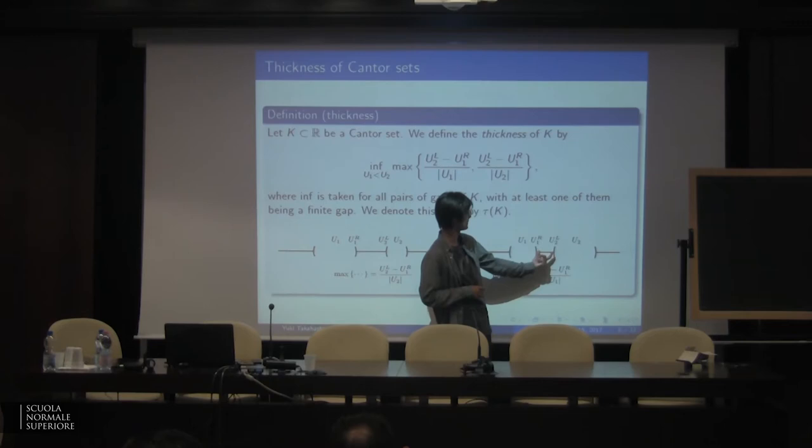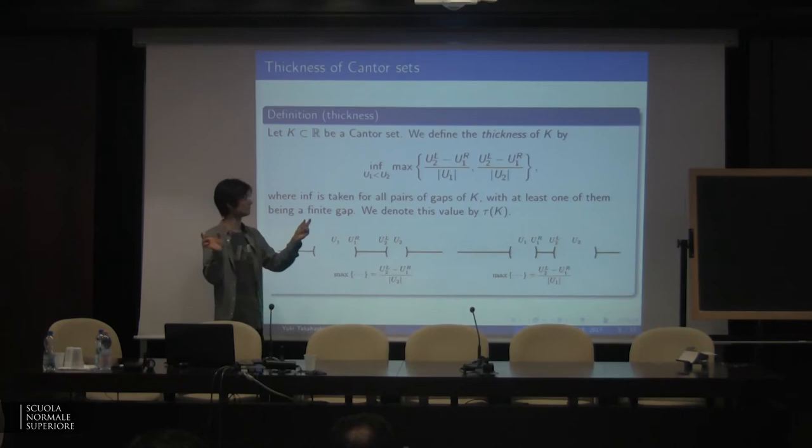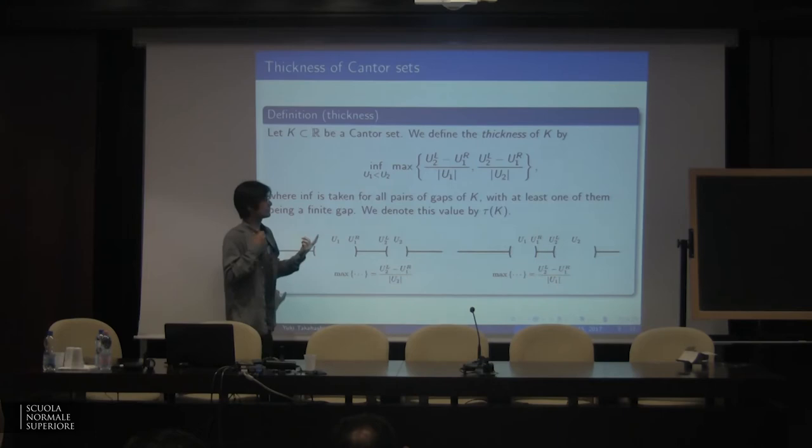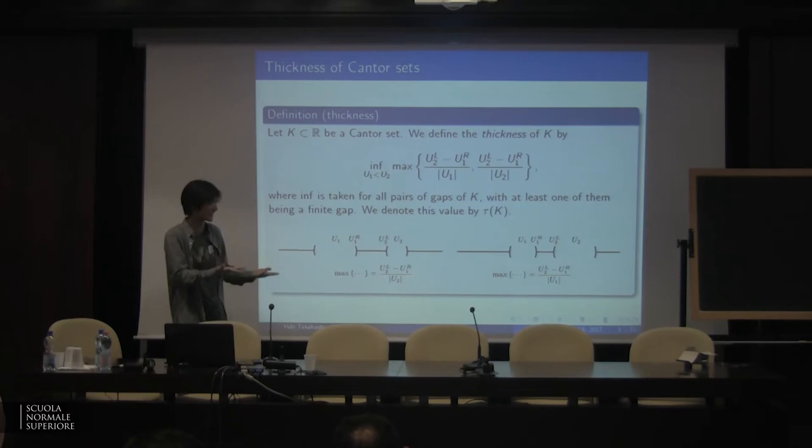We do that for every pair of gaps, and we take the infimum. If this value is large, that means that every two gaps have to be sufficiently far apart, so that Cantor set is kind of thick. So if this value is large, then it's thick. It measures how thick that Cantor set is.